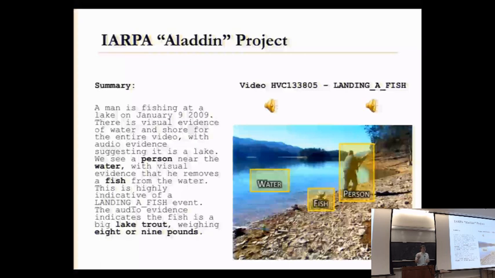We started this work when we were working on the IARPA Aladdin project, where the goal is to take a video, extract visual features like there's water, there's a person, there's a fish, and ultimately the goal is we don't want to transcribe it, we want to generate a textual summary of what's in the video. So a man is fishing at a lake on January 9, 2009. This date we get from the metadata, that there is a person near the water and that he's fishing a big lake trout that weighs about 8 or 9 pounds.